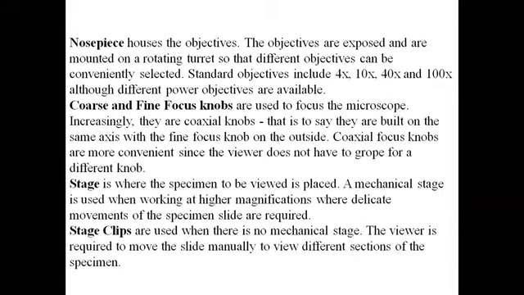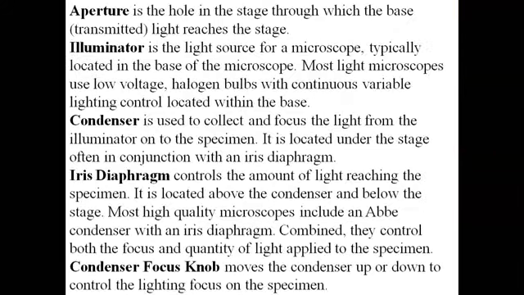Then you have your stage clips, which help you to hold your slides. Then you have the aperture, that is the hole in the stage through which the light reaches the stage. The illuminator is the light source for a microscope, typically located in the base of the microscope. Most light microscopes use low voltage halogen lamps with continuous variable lighting control located within the base.